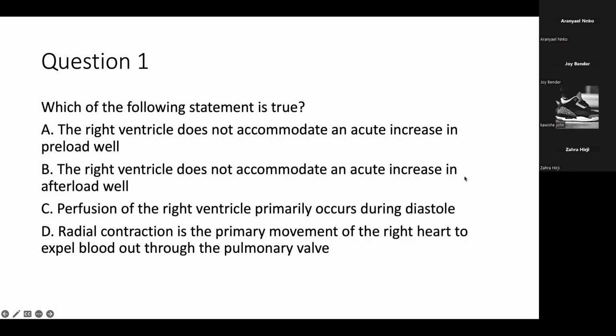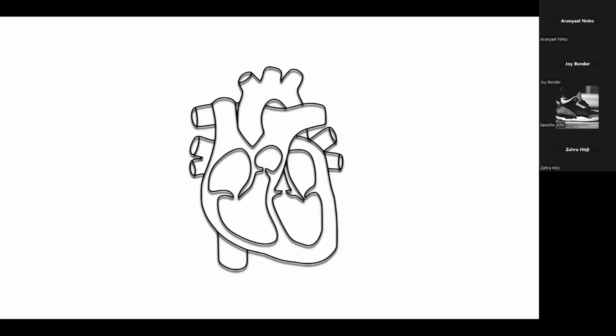John Callery in the chat says D, the radial contraction is the primary movement of the right ventricle to expel blood out through the pulmonary valve. So John is partially correct, and we'll go into this, but the answer to this question is actually B. The right ventricle does not accommodate an acute increase in afterload well. When we talk about the critically ill patient, most of us focus a little bit too much on the left ventricle.